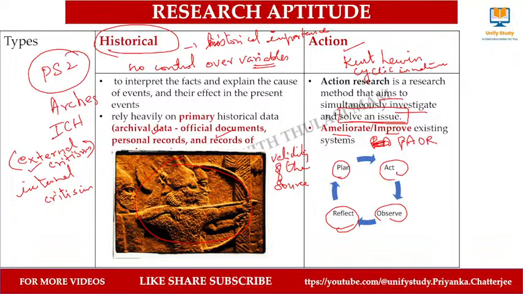Clear? Note down the keywords. Action research, good level, cyclic in nature. It is used to investigate and solve an issue. Okay, and the keywords are improving, ameliorating the existing system, and the cyclic nature is PAOR: plan, act, observe, and reflect.